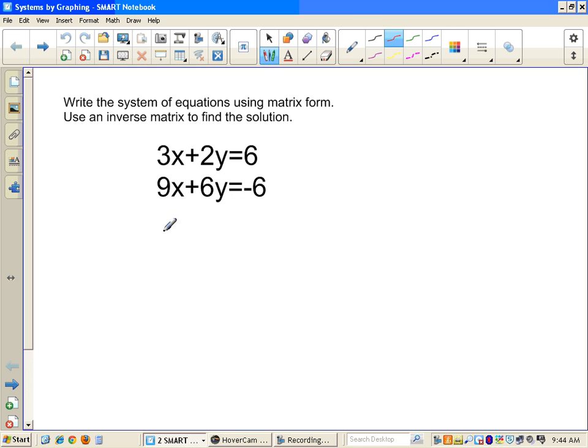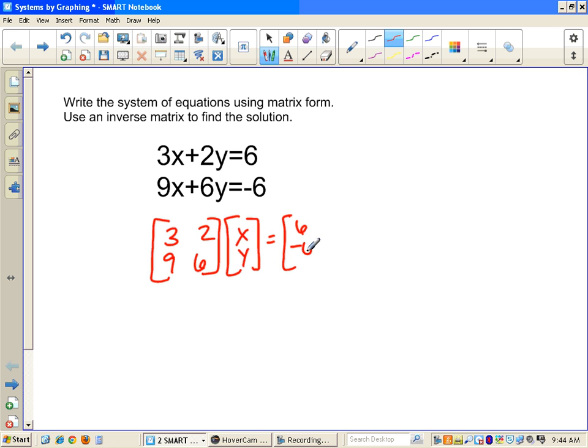And remember, we made a matrix by going 3, 2, 9, 6, taking the coefficients there. This was x, y, and this was 6 and negative 6. And if you remember, we got the error message. And so we said that these actually are parallel lines, and so that there was no solution.